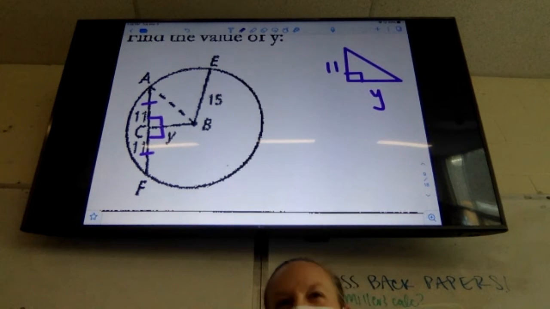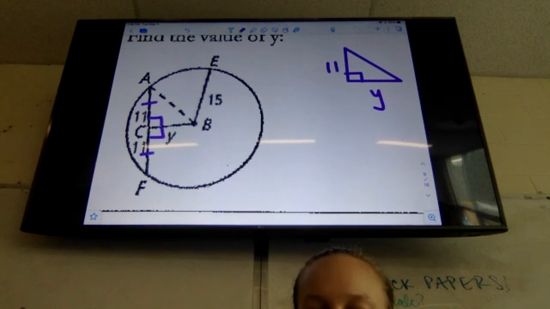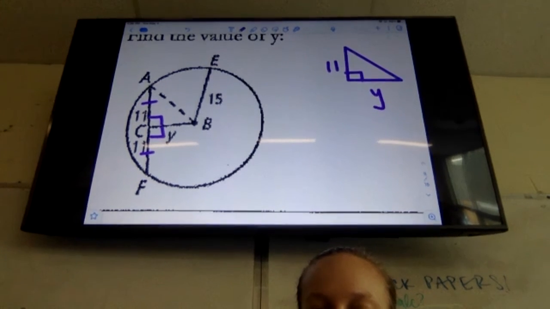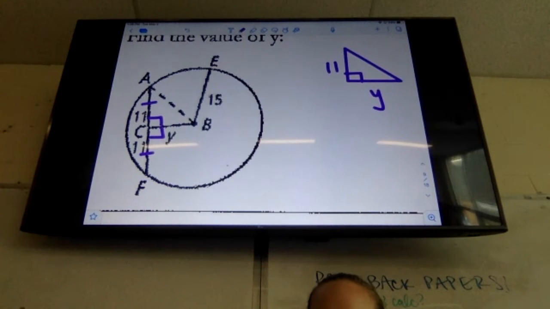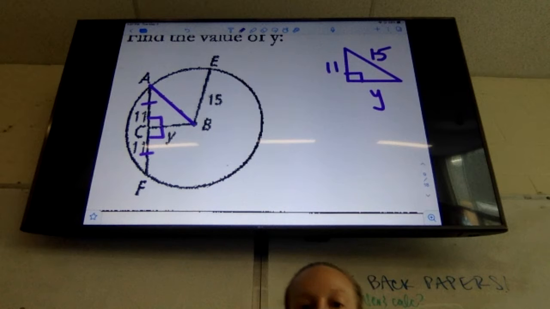And then I actually think we can do one more thing. Doesn't AB equal 15? AB does equal 15. Catherine, why? Because it's a radius. And we know the other radius is BE, which is 15. So that means that this one should also be 15. Very good. So I'm going to finish my little triangle with a 15.